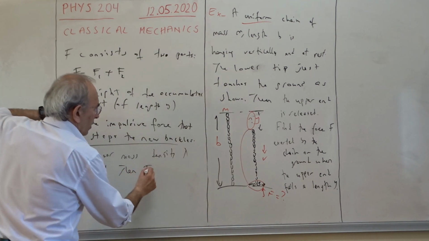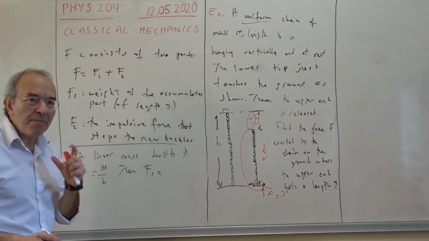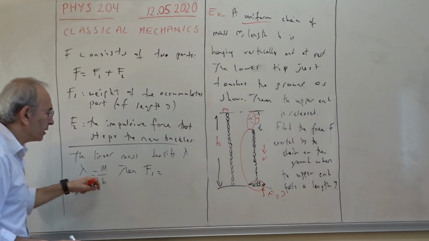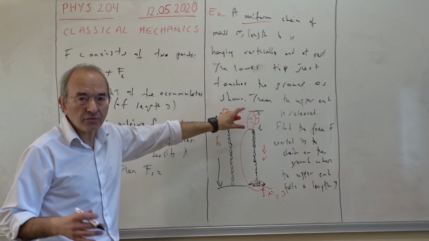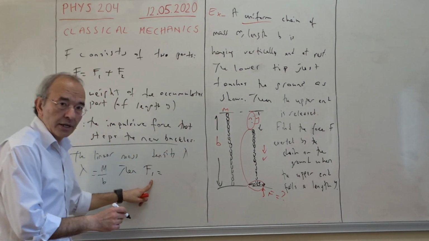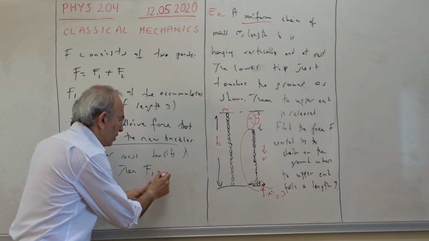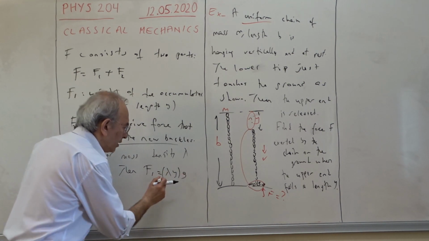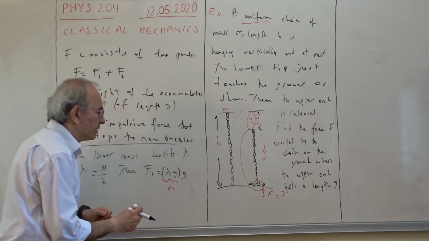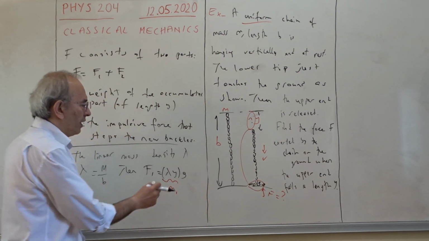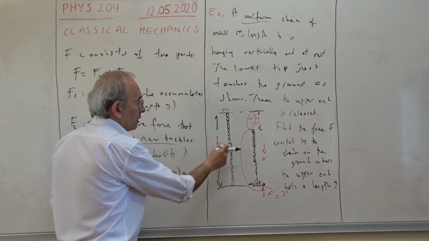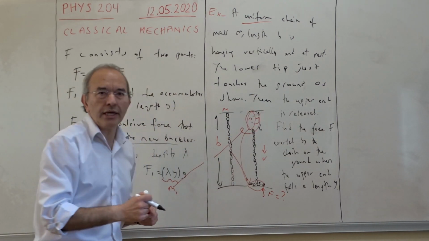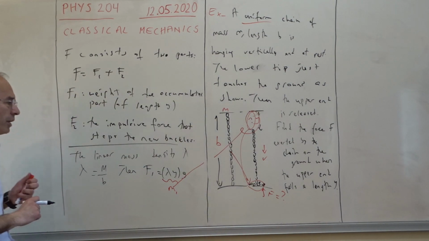Then F1 is simply the mass of this part times g. What is that mass? Lambda times this length y. So the first part of the force is lambda times y multiplied by g, because this is just the mass m1. Mass m1 is just the mass of this missing part, which is already accumulated. So what about the other part?